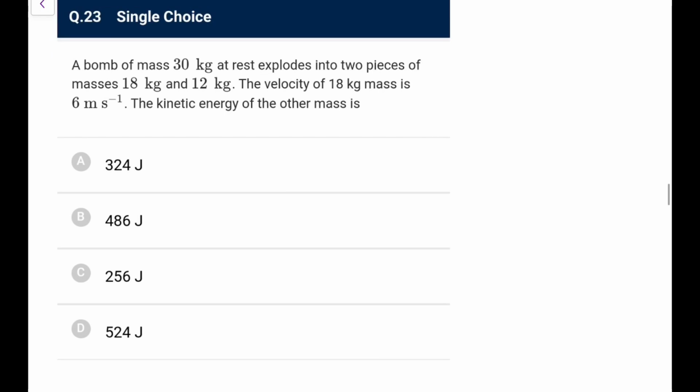A bomb of 30 kg at rest explodes into two pieces of 18 and 12. The velocity of the 18 kg piece is 6. We need the kinetic energy of the other. As we know, the momentum of both will be the same, so 18 into 6, because the total should be 0, equals 12 into v. So v comes out as 18 into 6 by 12, and this is 9.